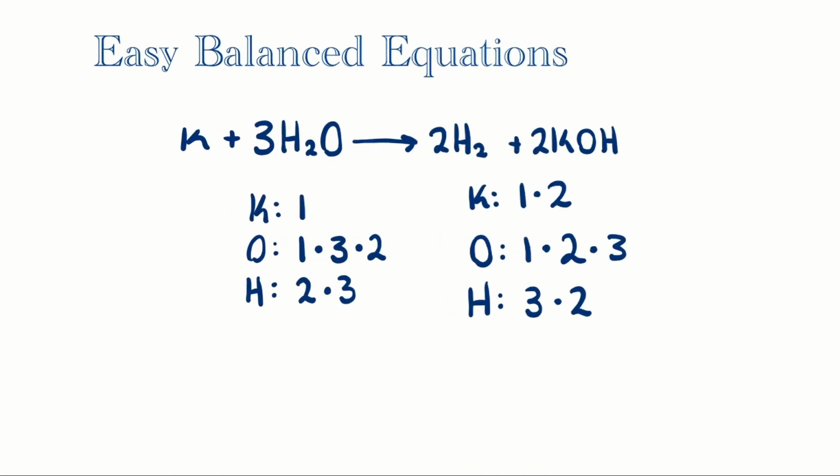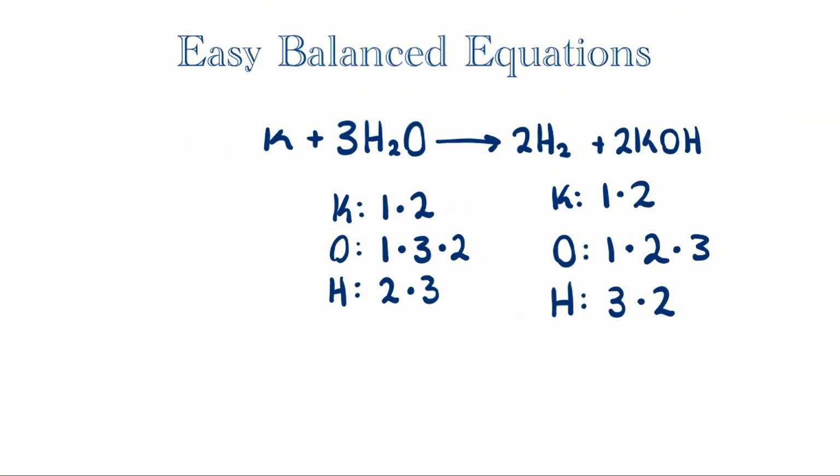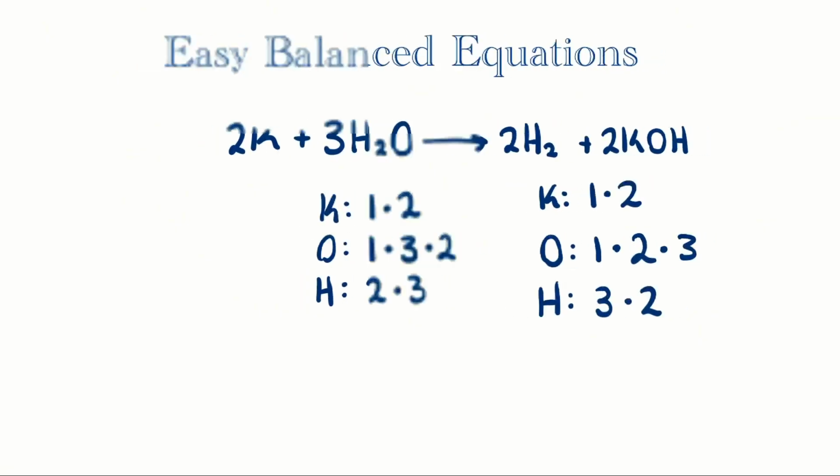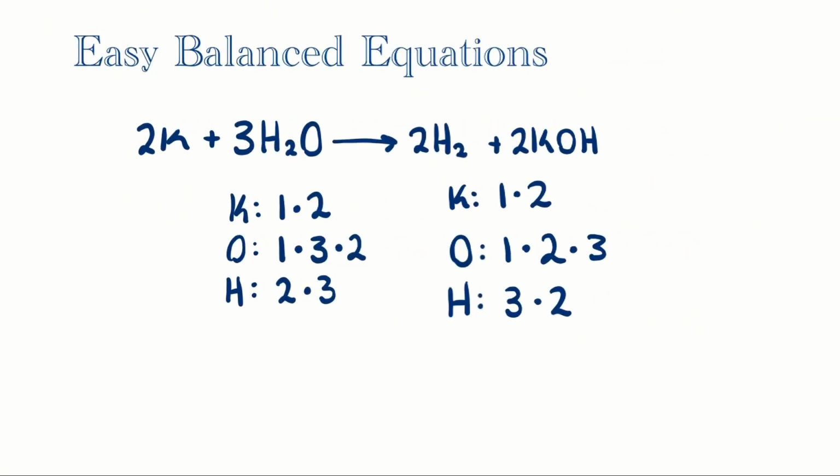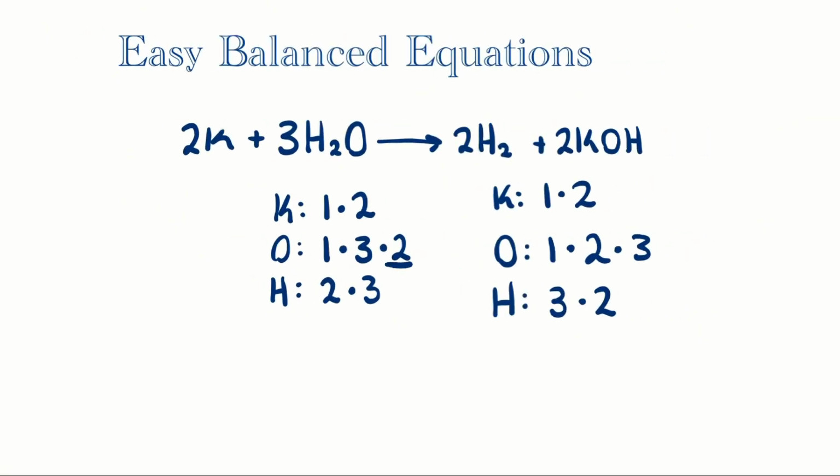For the potassium, I'll just go ahead and multiply this by 2 on the reactant side because it's easy, because my potassium is isolated by itself in a solid state. So it's pretty easy to just double that. It's not going to affect anything else besides potassium. Okay, so now we go ahead. We're going to take a look.